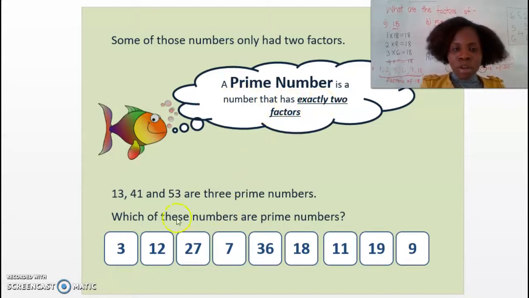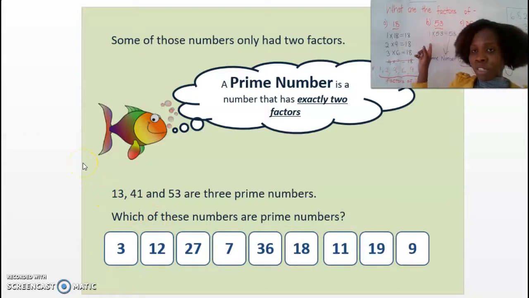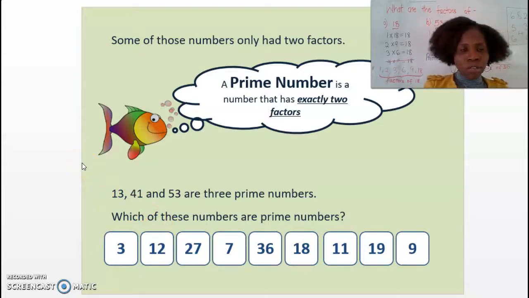Now another one. Which of these numbers are prime numbers? Pause the video and find out. We have 3, 12, 27, 7, 36, 18, 11, 19, and 9. Pause the video and work out if you can find the numbers that are prime numbers here. First check, do as we have done with 53 so that you may see everything.